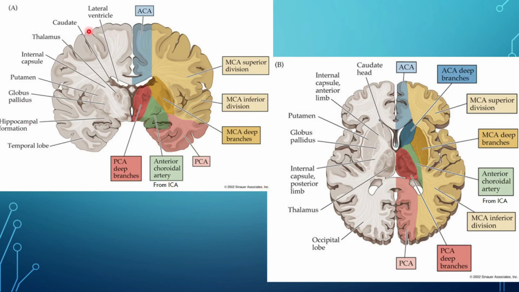So here we have a coronal section showing branches of the anterior cerebral artery in blue, branches of the middle cerebral artery in this more yellow colour, and branches of the posterior cerebral artery in red. And then we have this other artery that is important and certainly worth mentioning, which is the anterior choroidal artery. And this is a direct branch from the internal carotid artery and is supplying an area deep within the brain.